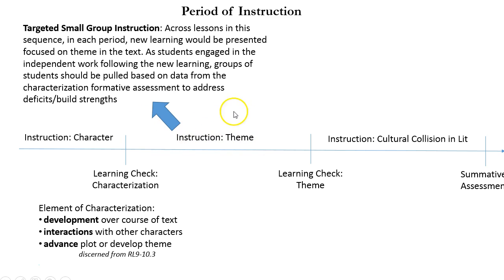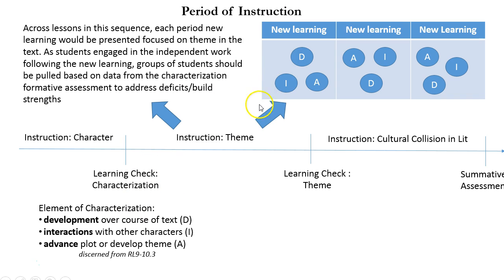But while this new learning was happening, I had looked at these learning checks on characterization. In these class periods we would do new learning on theme and keep moving forward. But then when students would go to do their independent work, I would pull different groups of students based on their need for characterization. Across this period of time, these were 3 block periods for me, I pulled kids based on their needs identified from this characterization learning check.